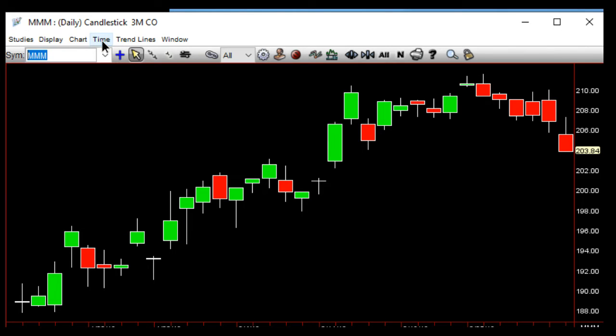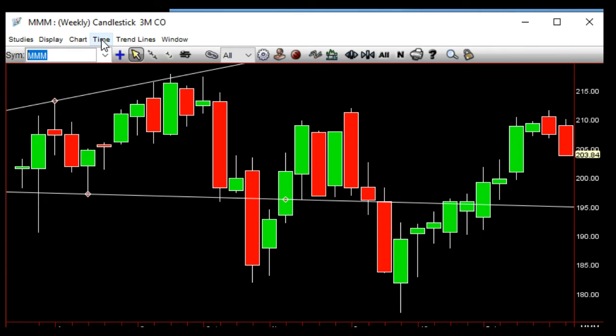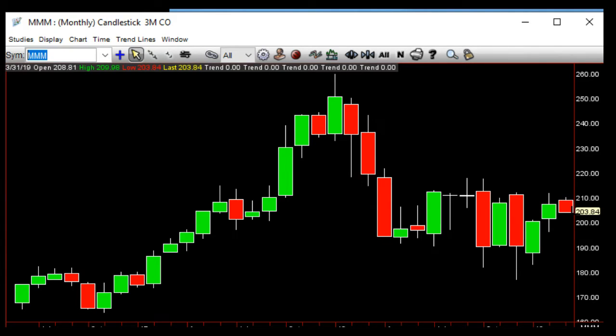Triple M, Dow Jones. Weekly. There's your 1, 3, 2 down. So you get to try to expand this down here. You got plenty of room on the monthly, so it's still handily inside of the month, so we'll see what comes of that.